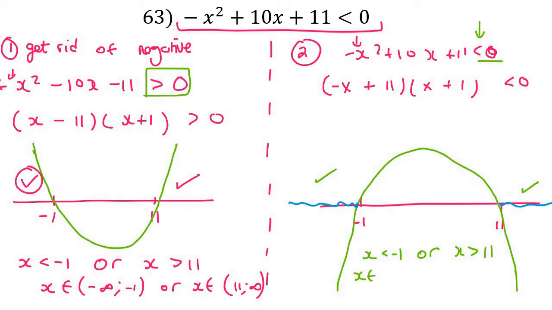If you prefer interval notation, you'd say x is an element from negative infinity to negative 1, or x is an element from 11 to infinity. So what I want you to clearly see is that you get the same answers at the end.